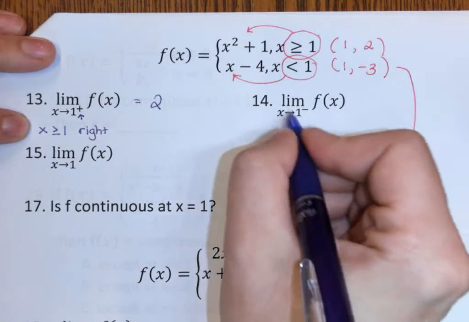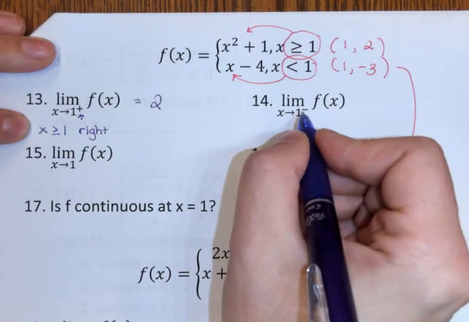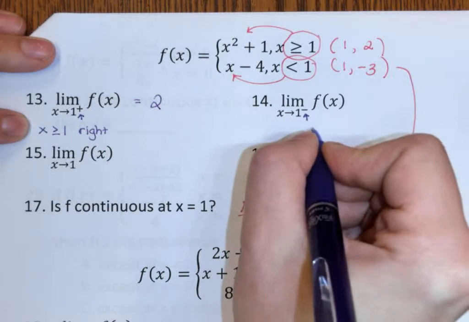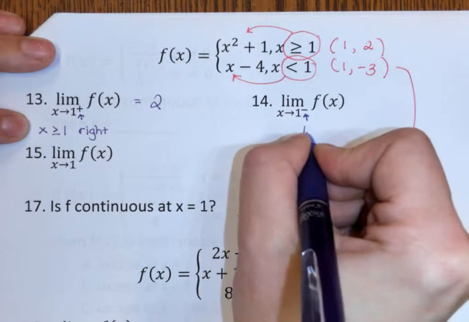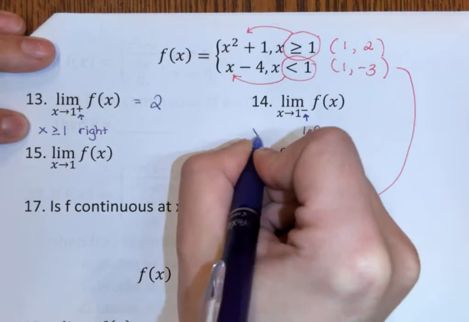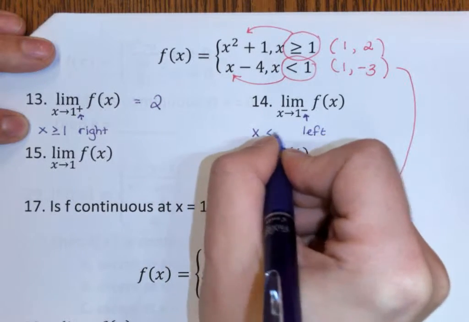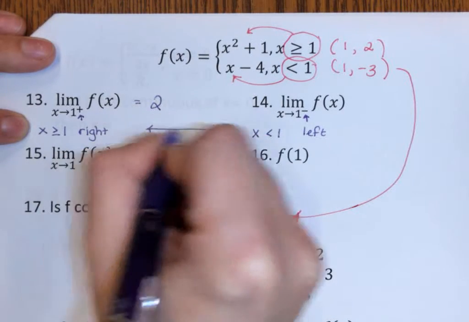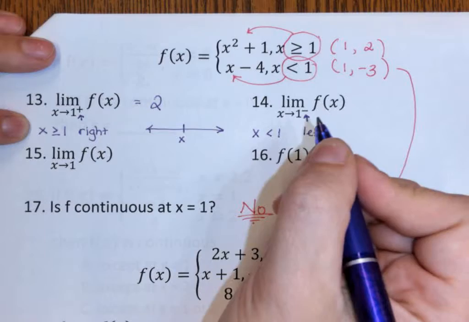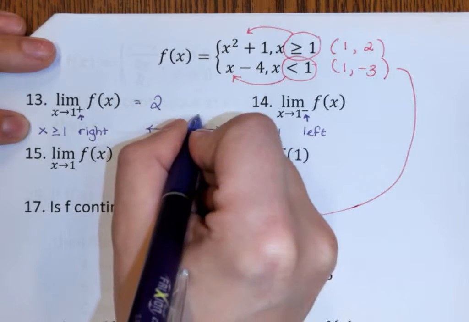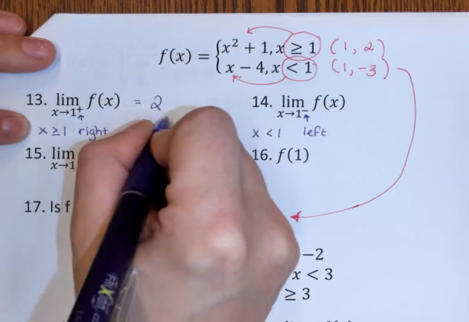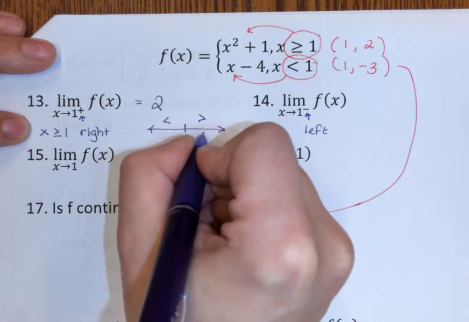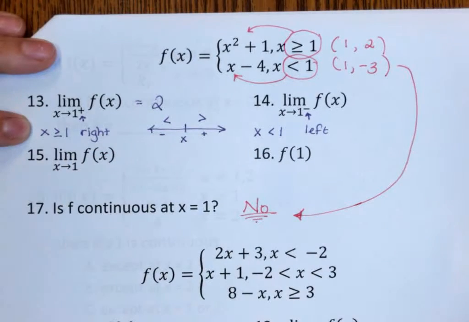What this is, you have to figure out which equation we're coming at. So when I see a negative 1, that means I'm coming from what side? The left. And so that's where x is less than 1. So what you can think about here is, if that's your x, this is the stuff that is greater than x. This is the stuff that is less than x. So this is the limit from the positive side. That's the limit from the negative side.